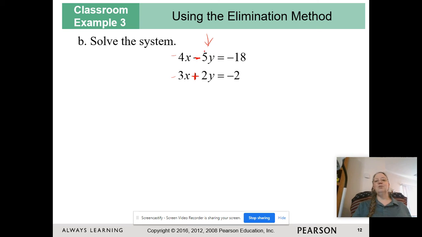And then I'm going to find the smallest number that they both go into, the least common multiple. The smallest number that they both go into is 10. So I'm going to turn the 5 into a 10 and the 2 into a 10. So in other words, I got to multiply both equations. To turn the 5 into a 10, I'm going to multiply by a positive 2 because I actually want it to be negative 10. To turn the 2 into a positive 10, I'm going to multiply by 5.